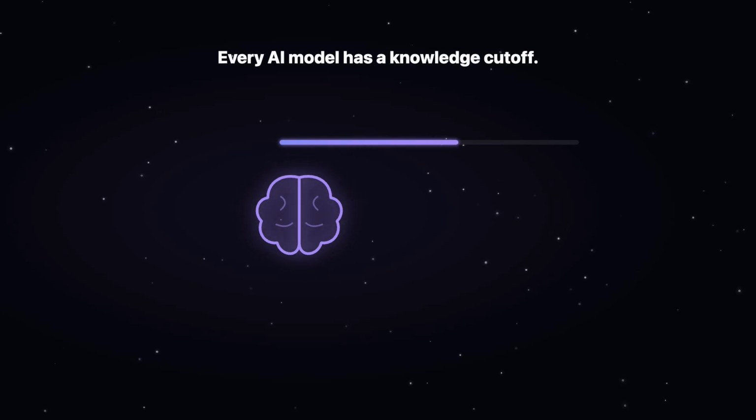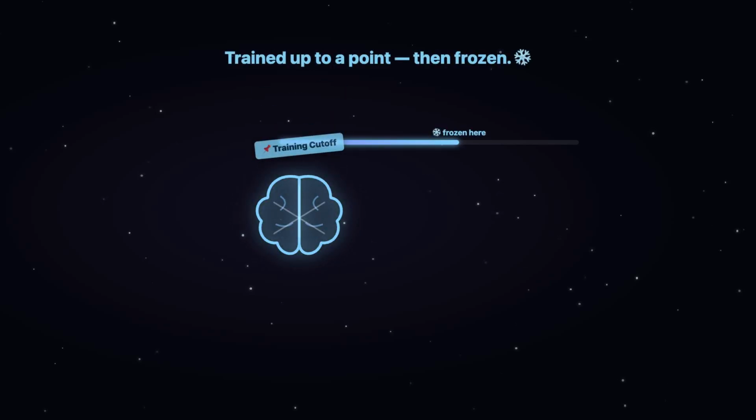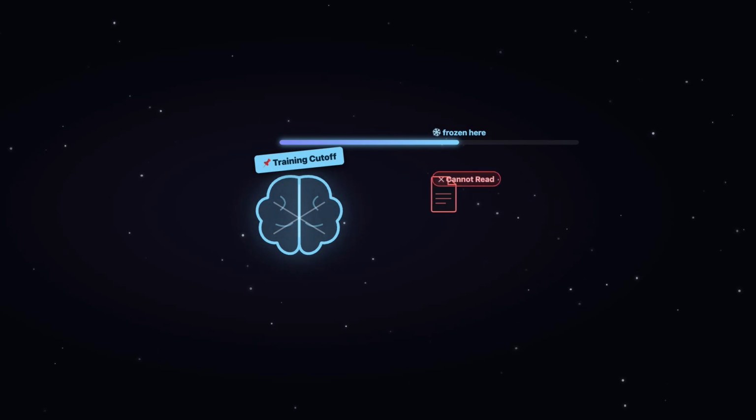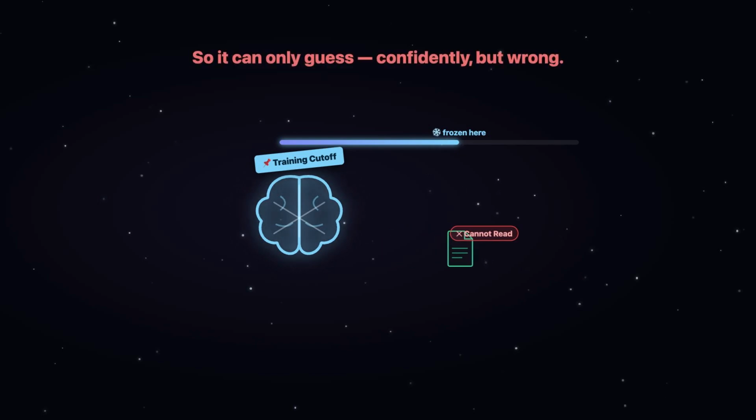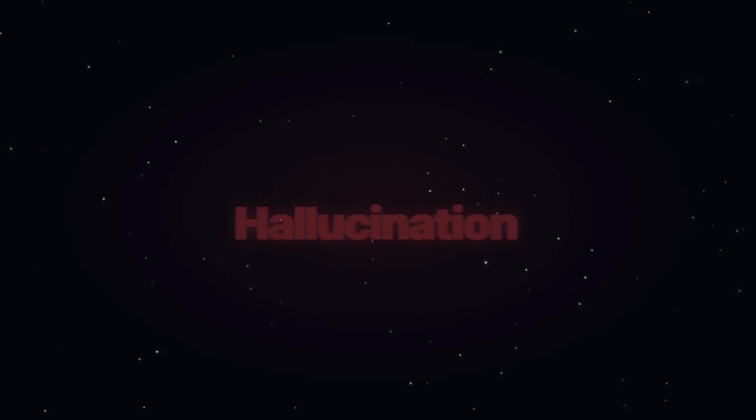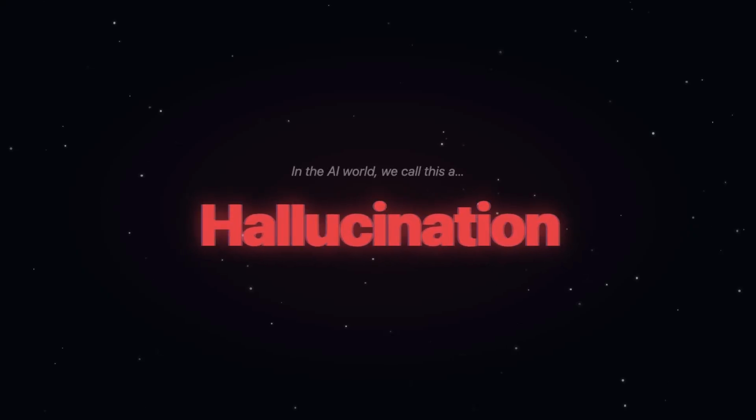Every AI model has a knowledge cutoff. It was trained up to a certain point, then frozen. It doesn't know what's in your company's employee handbook. It doesn't know about your latest product update. It doesn't know what happened last week. So when you ask it something specific, it can only guess. And that guess sounds very confident, but it's wrong. In the AI world, we call this a hallucination.